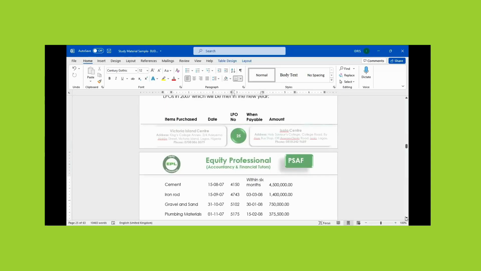Within 6 months, which month will that be? Look at the date of purchase: August 2007. Within the 6 months, when will it last? September, 1 month, 15th of September. October, 2 months, 15th of October.